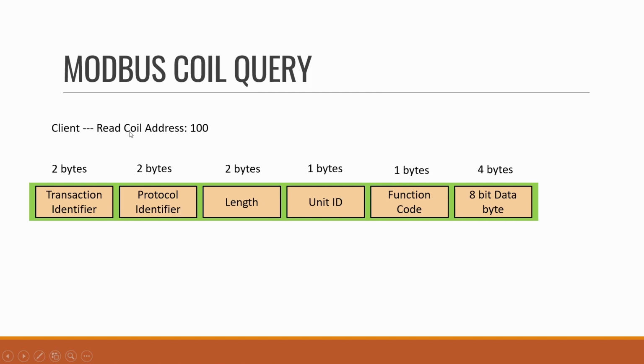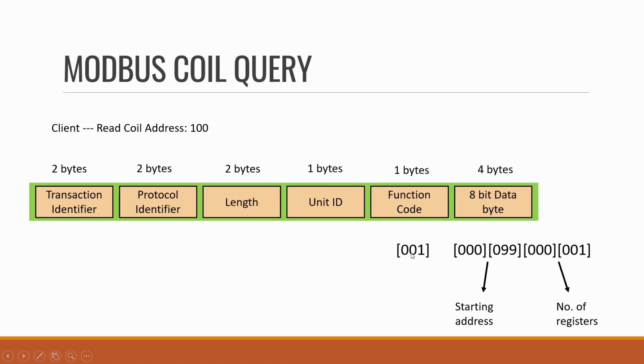If your client wants to read the coil address 100, what will the data frame be like? Starting from the right hand side, we have 4 bytes. The last 2 bytes represent the number of registers. We are only reading a single register, so this becomes 0 and 1. The first two represent the starting address. The starting address is 099 because we are going to read from 99 plus 1. The function code is 1 for Modbus coil. The unit ID, because there is only a single server available on the network, becomes 1.